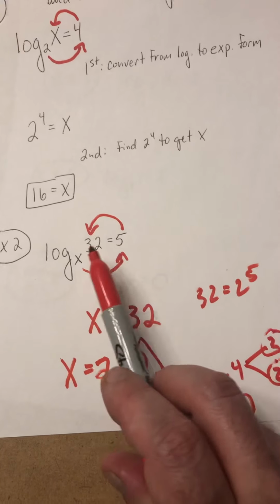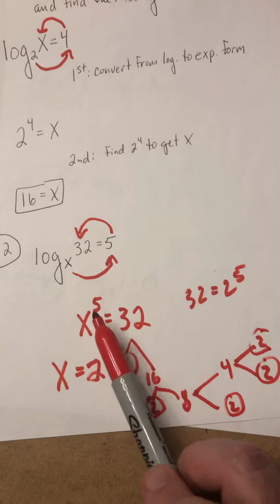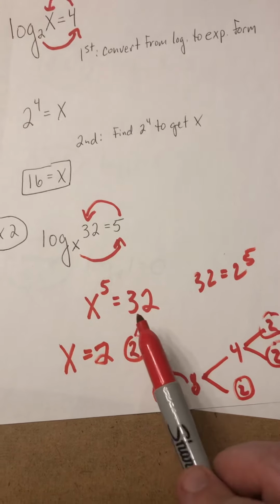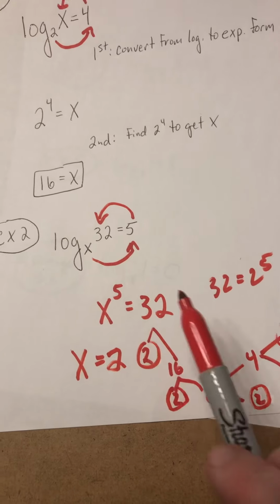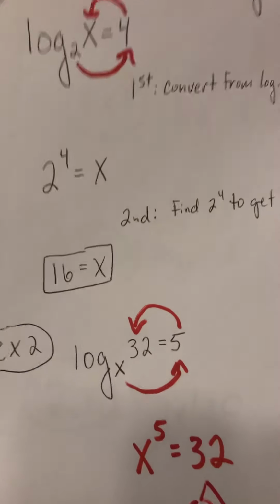So you'd convert it to exponential form: x to the 5th is 32. And try to figure out what to the 5th would give you 32. If you're not sure, just make a factor tree or break down the numbers or play around with them with your calculator. Let's look at another example.